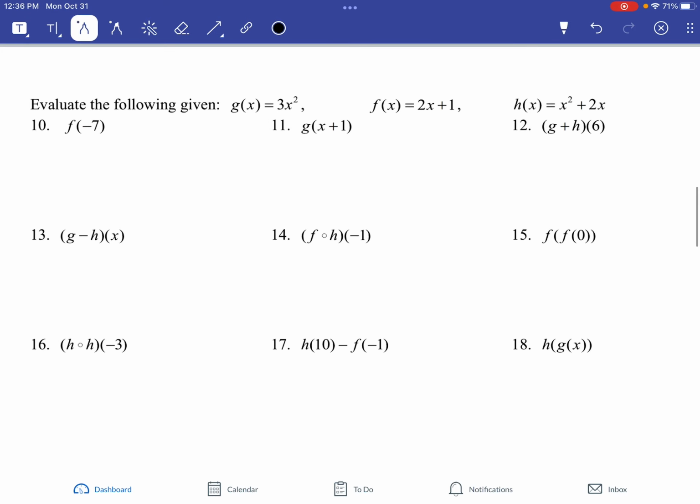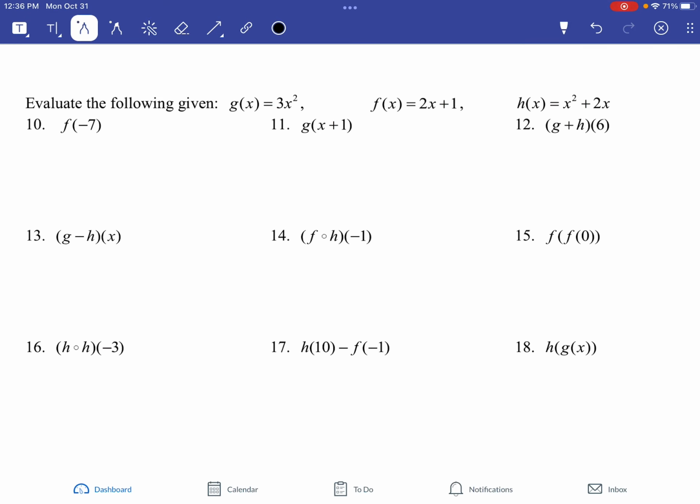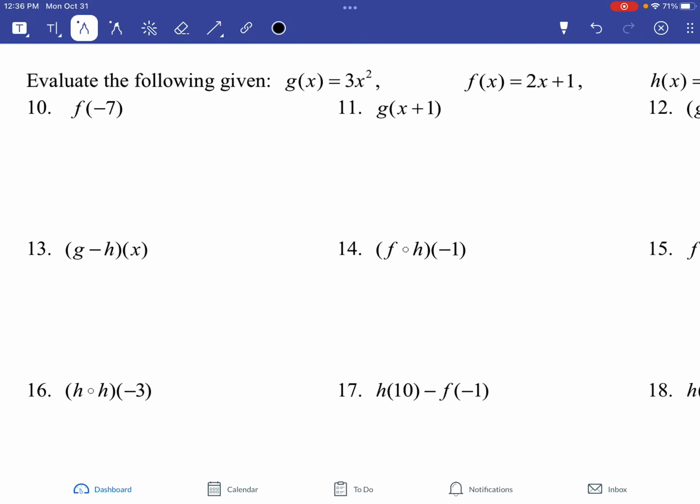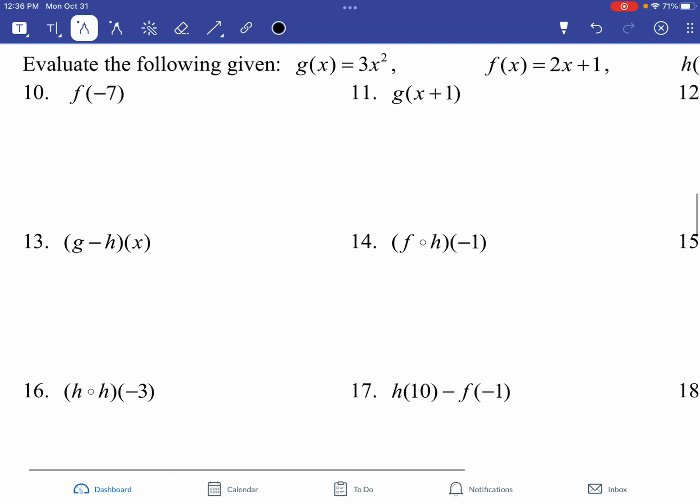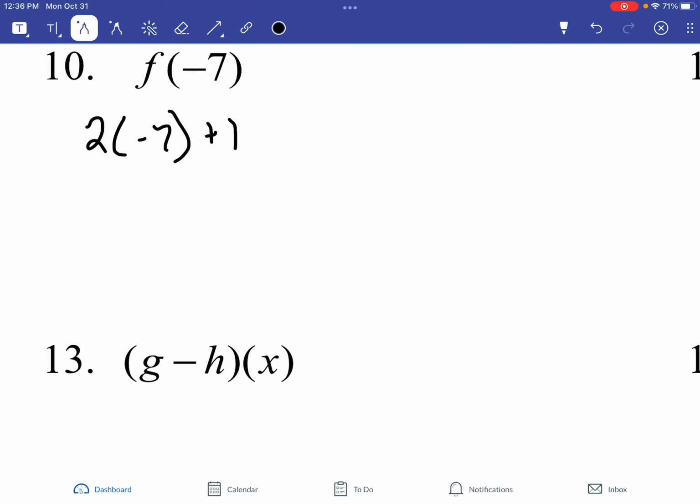All right. Composite functions. All we're doing is putting these values into the functions that we're given. So the first one, f of negative 7, we're going to put negative 7 in for the f function. So we're going to put 2, and we're going to replace the x in the f function with negative 7. We're going to make sure we always put those in parentheses, plus 1. Well, 2 times negative 7 is negative 14, plus 1 is negative 13. That's our answer.